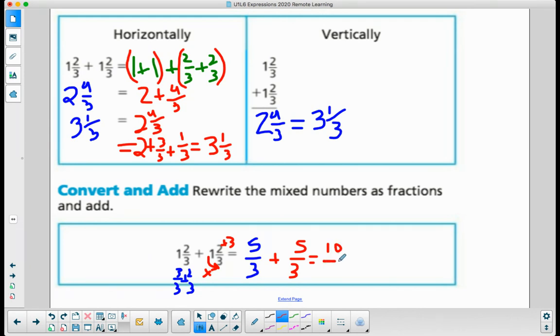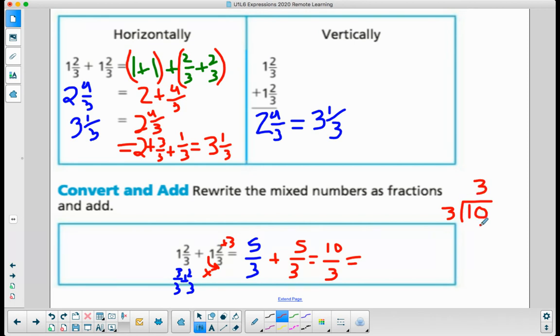And here's the reason why I don't like this method: when we have bigger numbers, these can get really big. Now I have to also convert this back into a mixed number. Remember, every 3/3 is a whole, so I want to know how many 3's are in 10. That means divide. My numerator 10 divided by my denominator, because every 3/3 makes a whole. There are 3 3s in 10.